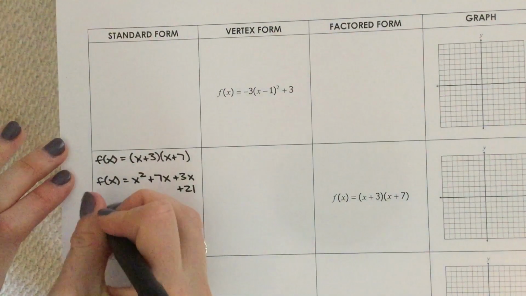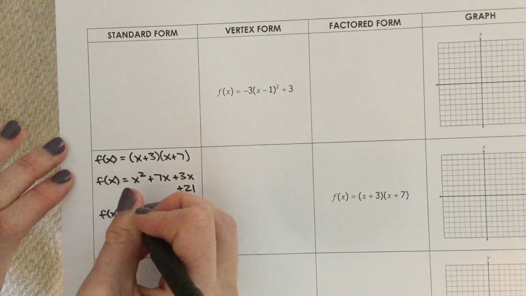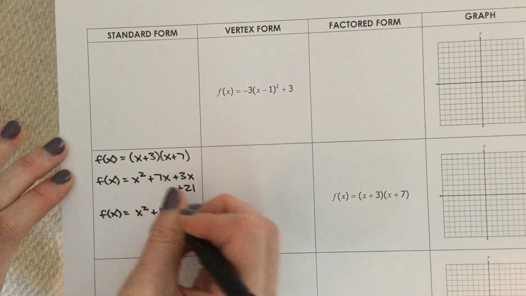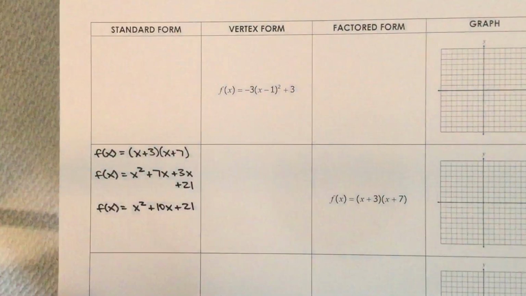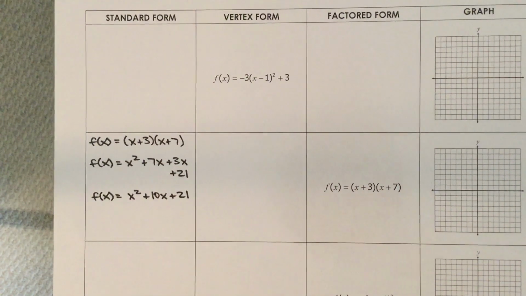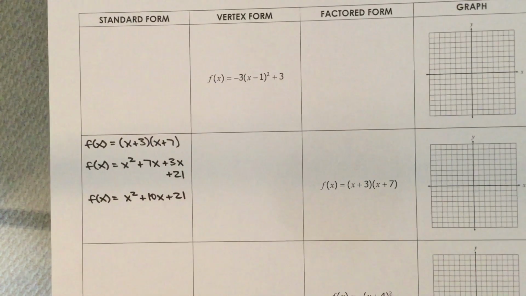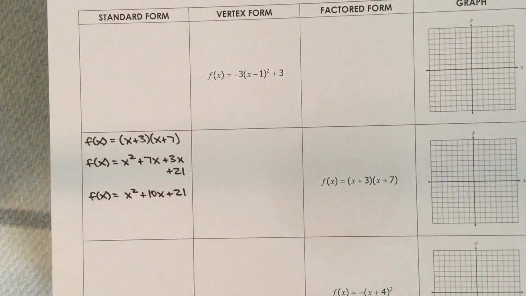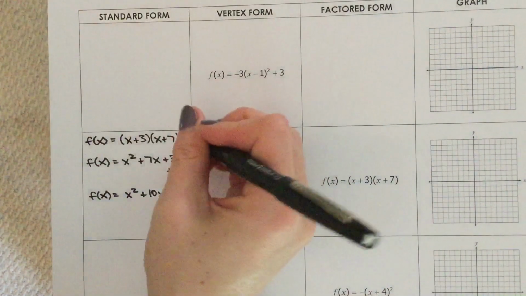So combine up like terms, nothing too crazy here. So this combines up to a 10x and then 21. And that's it. That's ax squared plus bx plus c. So it's pretty easy to get from factored form into standard form. And then on the previous page, we already had practice going from standard form to vertex form. So let's finish off that one last one.